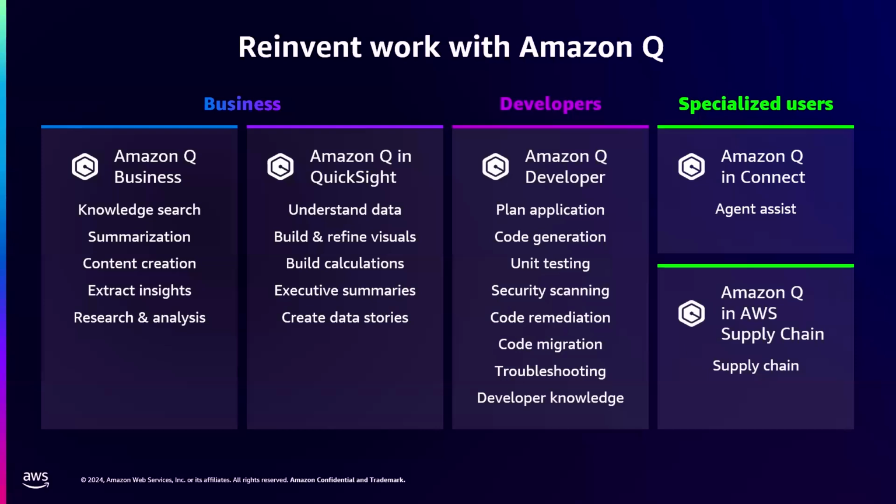Now, with Amazon Q for Business, your internal employees can do knowledge search on your data, summarizations, extract insights. They can do research and analytics. And then, of course, we're going to talk about Amazon QuickSight in just a little bit after Carlos is done talking about Glue and Redshift. And then Amazon Q Developer.